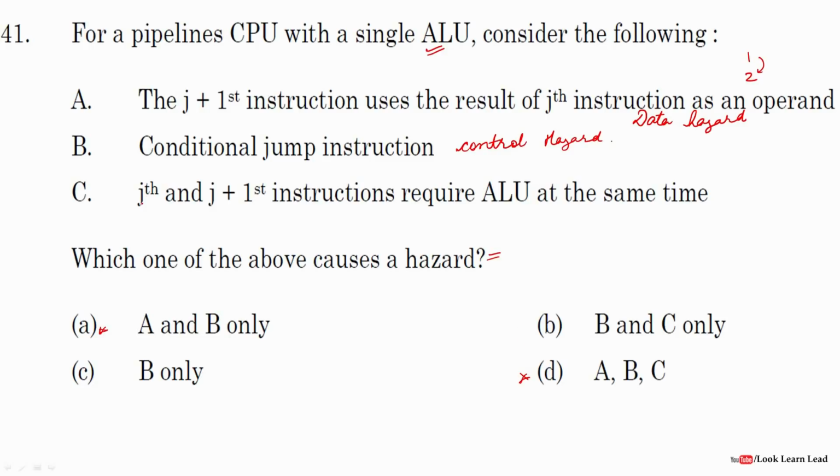And the third: the Jth and J plus first instruction require the ALU at the same time. So we have one ALU, and we cannot give the ALU to two instructions at the same time. This type of hazard is called a structural hazard. So the option should be A, B and C, that is option D is our answer. So there are three types of hazard: data, control and structural. You can go into detail of these hazards from any computer organization book.